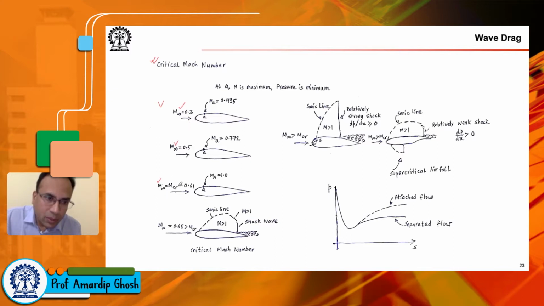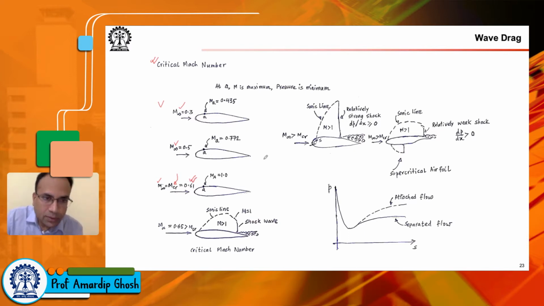Here something strange is happening. We are using this special label called M_CR. CR stands for critical, as we will see. For this particular airfoil, which is a cross section of the wing that the aircraft is using, the critical Mach number is seen to fall at 0.61. This is not a universal constant. Different airfoils will have different critical Mach numbers. For this particular airfoil cross section, the critical Mach number occurs at 0.61.